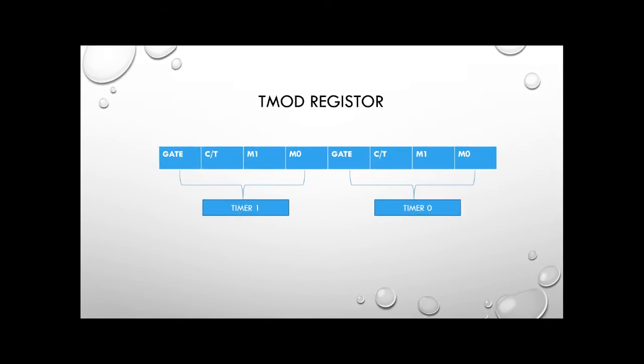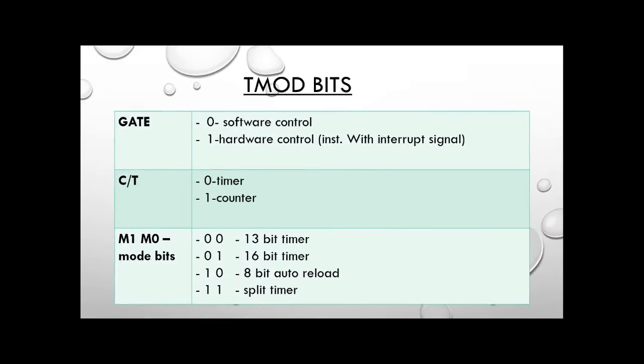Let's discuss the TMOD control register now. The lower nibble is used for timer 0, while the upper nibble is used for timer 1. The M0 and M1 bits are used to select the mode in which the timer is to be used. The C/T bit is used to select whether it is to be used as a counter or a timer. When its value is 0, it is used in timer mode and it counts the internal pulses. When its value is 1, it is used as a counter and it counts the clock inputs at pins T0 and T1. The next is the gate bit.